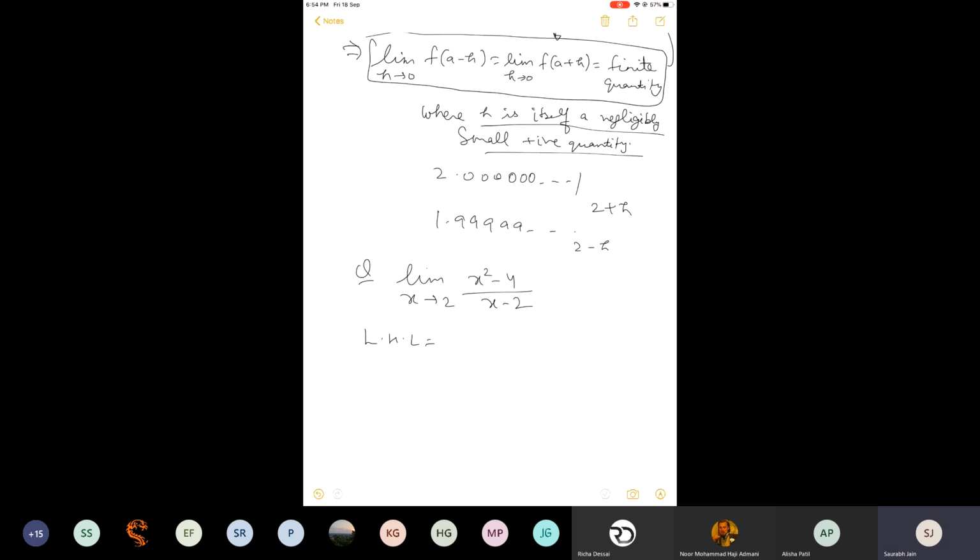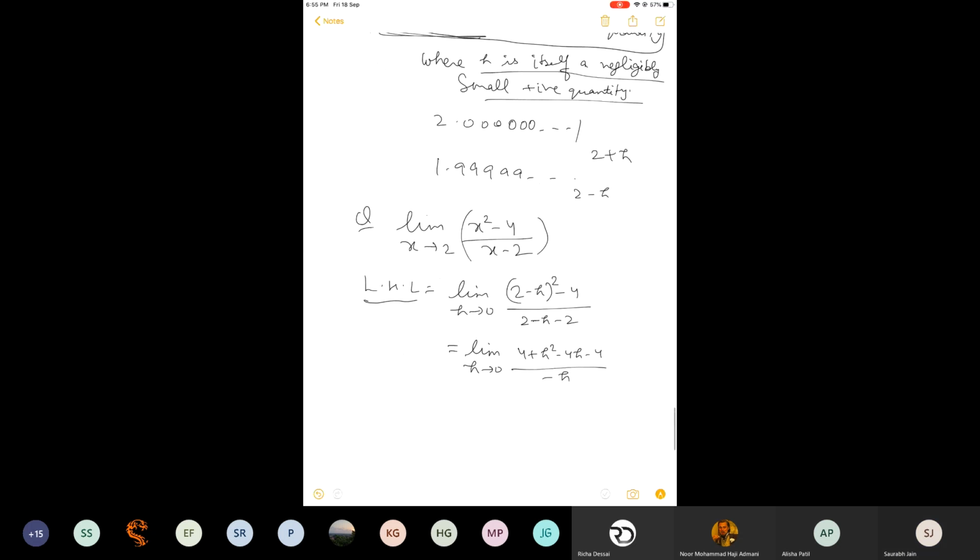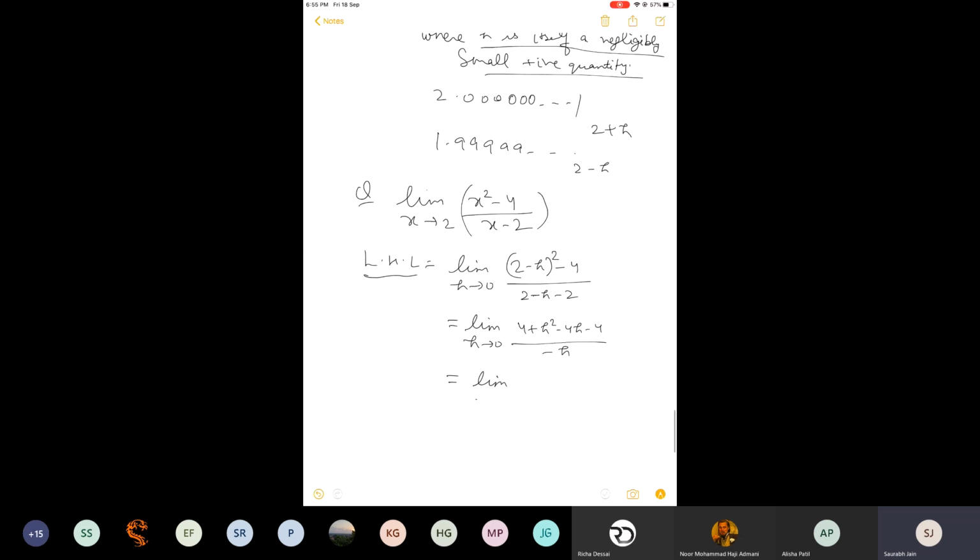First, we have to find LHL, which means left hand limit. So what you will do? See this. You will write h tending to 0. And in the function, in place of x, you will put a minus h. What is a here? A is 2. So write 2 minus h everywhere. You will simplify this and find the left hand limit. This is 4 plus h square minus 4h minus 4 upon minus h. This is h square minus 4h upon minus h.